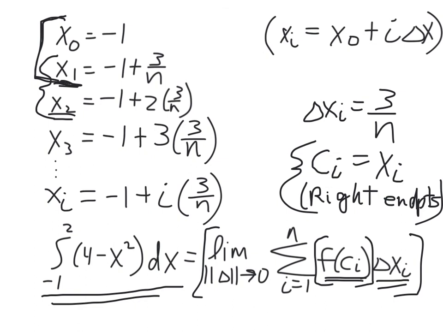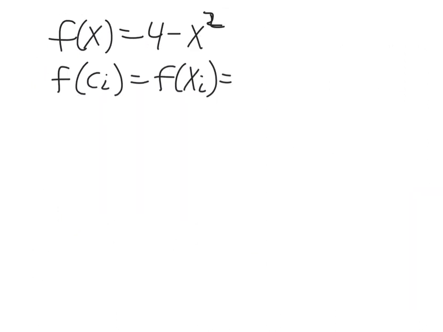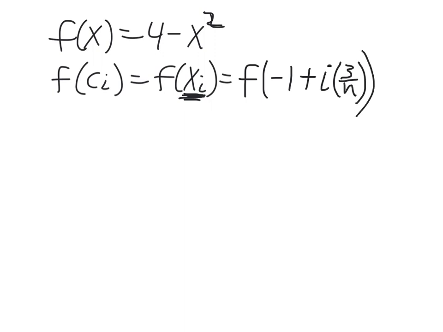So we've got some calculations to do, some algebra here at this point. So with our function 4 minus x squared, using the right endpoints to calculate this, in general, what did we say x sub i was? That was what we came up with, the -1 plus i times the 3 over n.